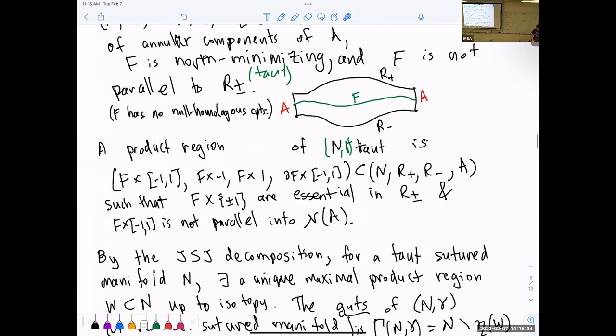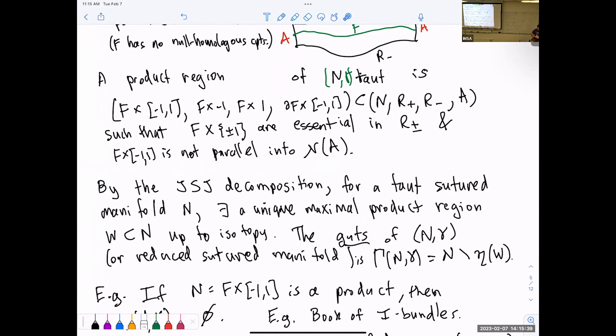And by JSJ theory, applied to this taut sutured manifold, there's a unique maximal product region that contains any other product region up to isotopy. So I'll call that W. This is what Thurston calls the window in a slightly more general context. But so that's the window of a sutured manifold. And then we call the guts of (N, γ), which Gabai also calls the reduced sutured manifold, is N minus a neighborhood of the window.